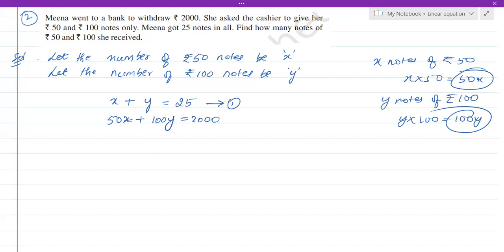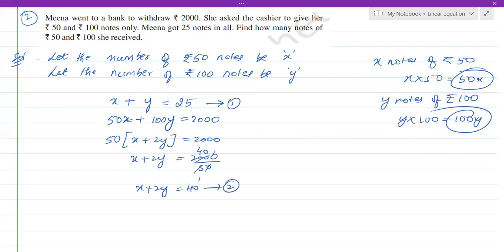Okay, if you observe, we can take 50 as common here. So we'll be left with x plus 2y is equal to 2000 divided by 50. 0, 0 gets cancelled. 5 ones are 5, 5 fours are 20. Therefore, the next equation, x plus 2y is equal to 40. This will be our second equation.